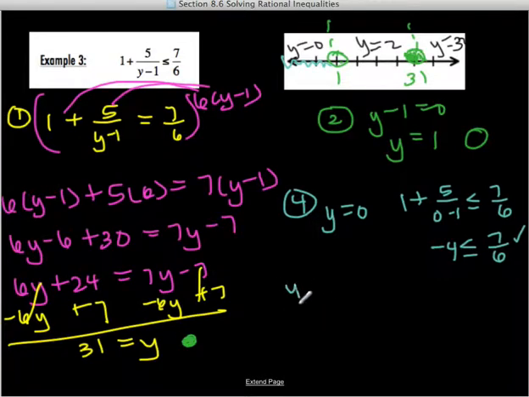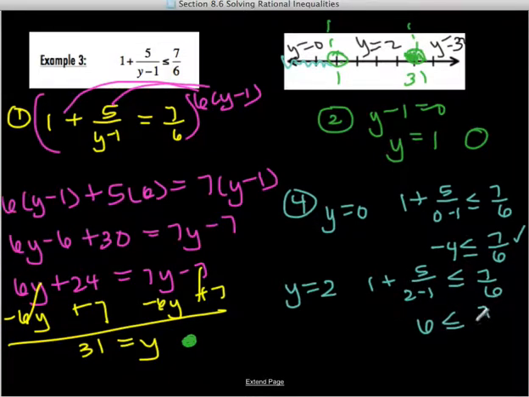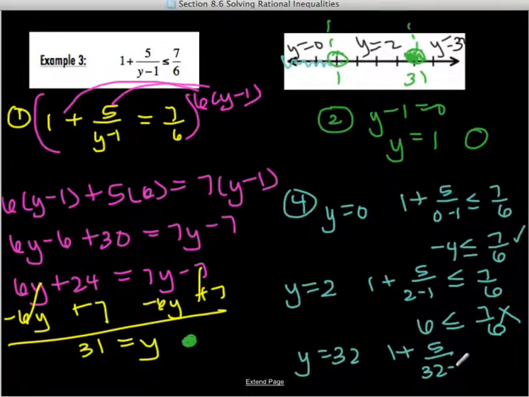Okay, now I'm going to go ahead and try y equals 2. So I have 1 plus 5 over 2 minus 1. Is that less than or equal to 7/6? So this is going to give me 1, so it's 6. Is 6 less than or equal to 7/6? No, so I will not write that one down. And now lastly, I'm going to try 32. So I have 1 plus 5 over 32 minus 1. Is that less than or equal to 7/6?